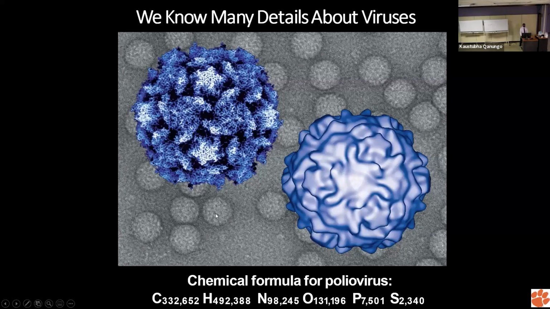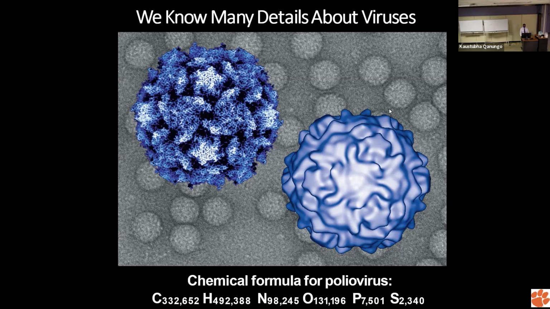All right, so here we are looking at some of the pictures, and we know many details. We basically know the chemical formula of a poliovirus. You can easily see the exact number of carbon, hydrogen, nitrogen, oxygen, phosphorus, and sulfur. We can tell because we know each and every protein, nucleic acid, lipid, and carbohydrate on that virus. So that is the detail that we exactly know.